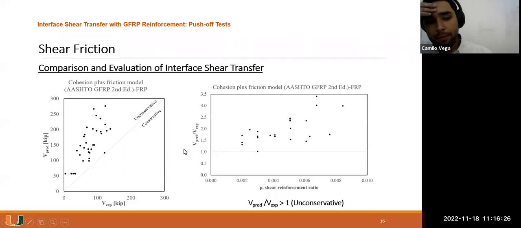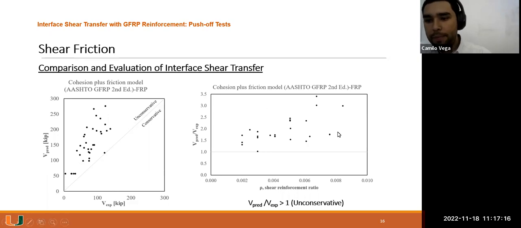In order to evaluate the efficiency of the model, this graph relates just to the GFRP reinforcement. It shows the results obtained in different push-off tests with GFRP reinforcement, and it compares the failure loads obtained experimentally versus the estimated resistance given, in this case, by the AASHTO GFRP code. As we can see, for example in the graph on the left side, there is a trend of the data toward the estimated resistance on the y-axis. And the point in this case is that this behavior represents an unconservative condition.